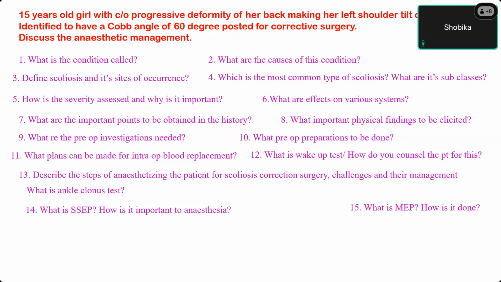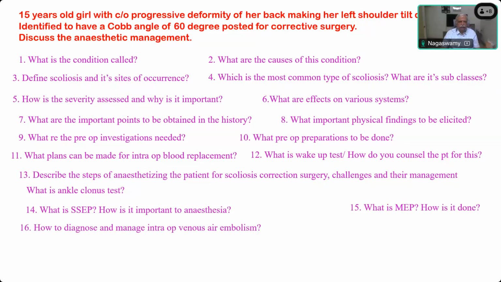Motor potential is obtained by giving a transcranial cortical stimulation, sir. Responses are recorded in the peripheral muscle. Peripheral muscle, very good. That much knowledge is here. So how do you diagnose and manage intraoperative venous air embolism? Is venous air embolism a possibility in spinal surgery? Yes, sir, it is possible, sir.